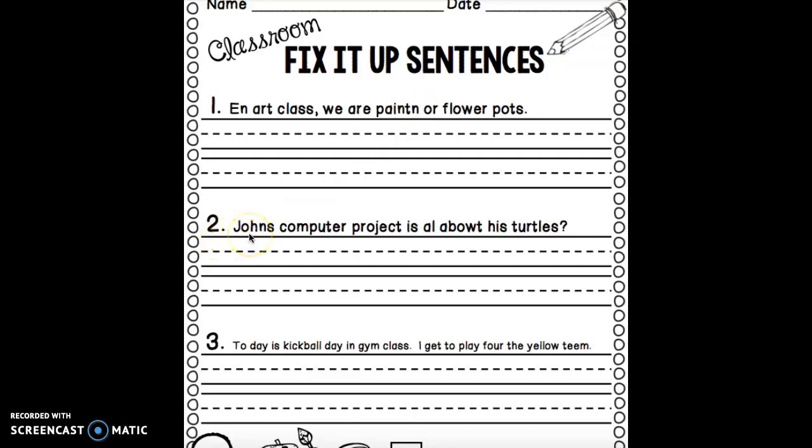Number 2, John's computer project is all about his turtles. So do your checks and see, did they do everything correctly? Circle anything that needs to be fixed, and then you're going to rewrite the whole sentence on the line using your good writer checks.